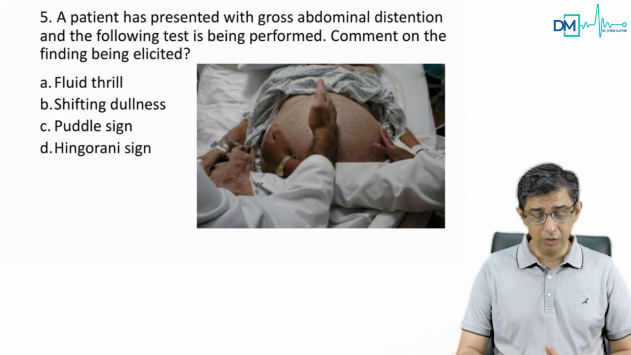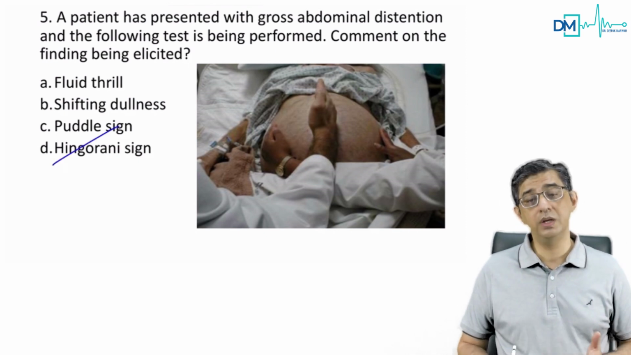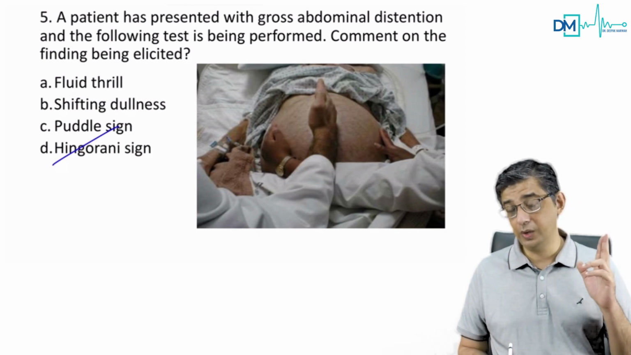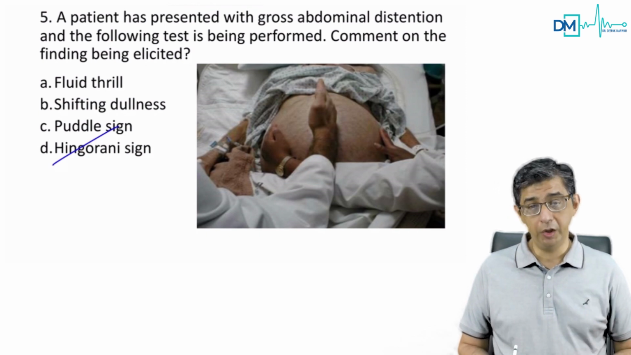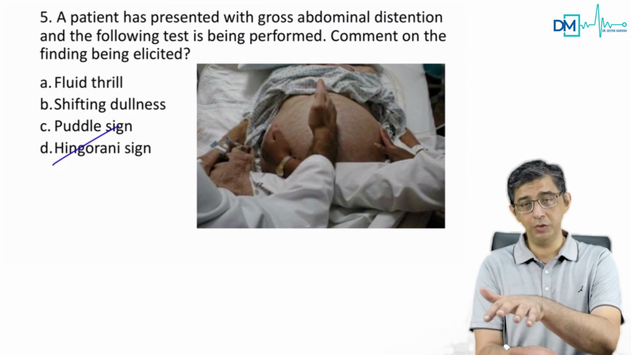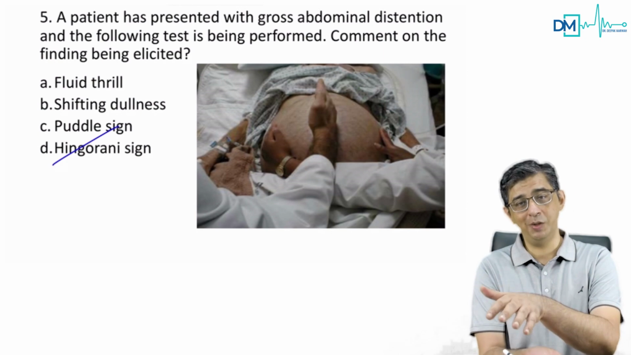So you can easily rule out two options, that is Puddle sign and Hingorani sign, because Puddle sign is for minimal ascites and Hingorani sign is in OBGY for a person having ovarian tumor. So you are left between a fluid thrill and shifting dullness. For shifting dullness, you obviously need to shift the patient. No? I mean, you need to turn the patient to one side.